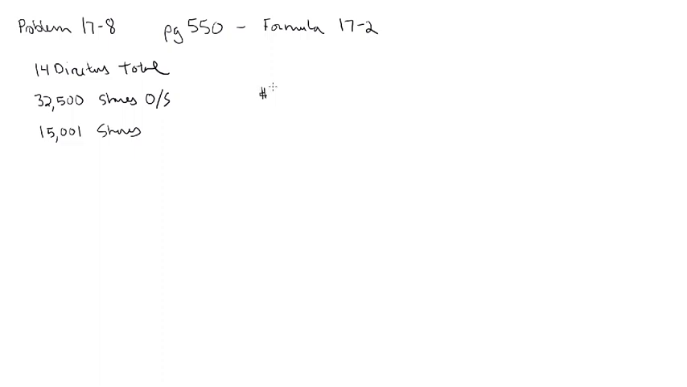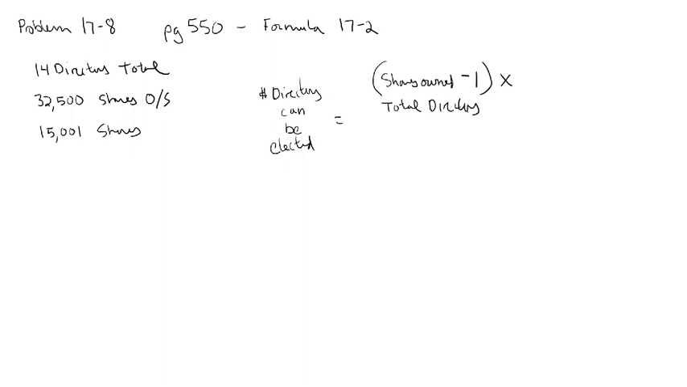So the number of directors that can be elected equals shares owned minus 1, times total directors plus 1, divided by number of shares outstanding.